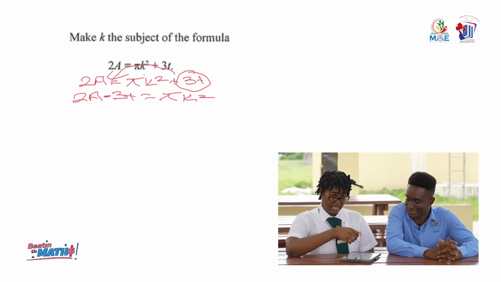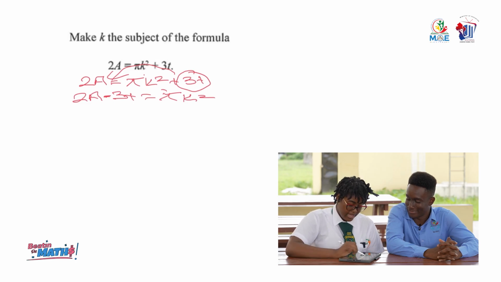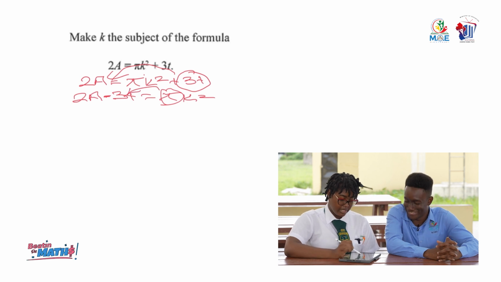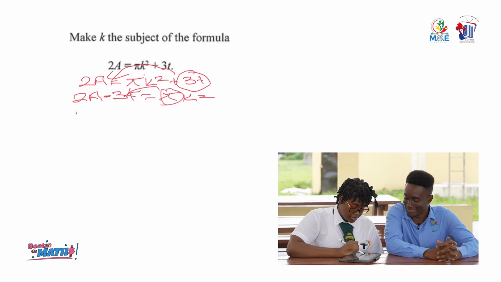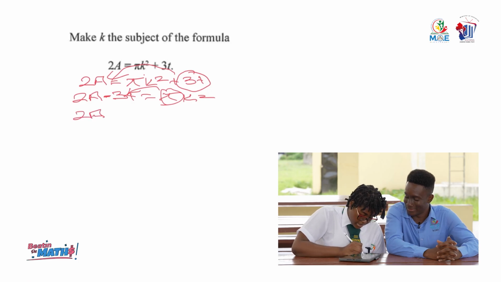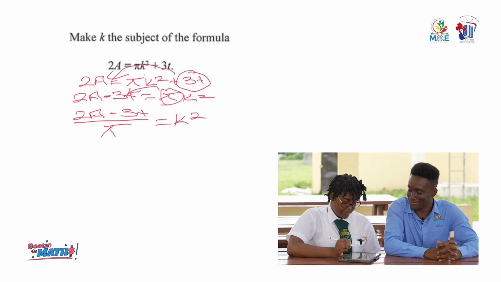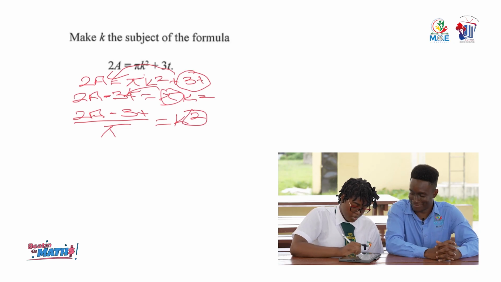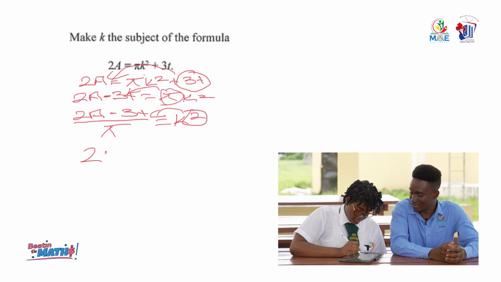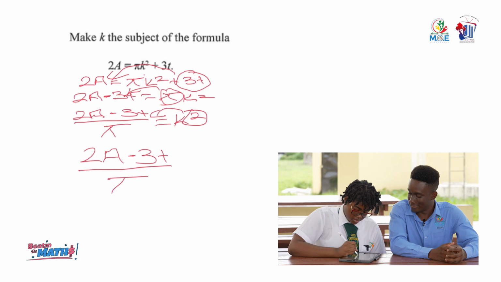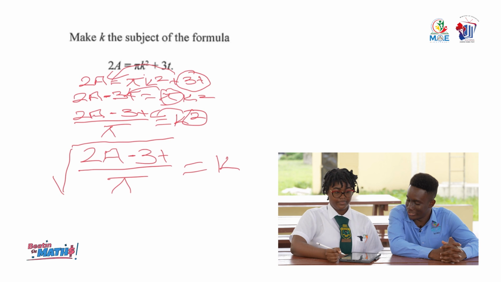Remember, we want to get the k alone, and currently the pi is in the way. So when we carry it over the equal sign, what is it doing to the k right now? It's multiplying. Over the equal sign is divide. So it'll be 2a minus 3t over pi, which is equal to k squared. And lastly, the square, which is governing the k, over the equal sign. So it's going to be the square root of the entire expression, 2a minus 3t over pi, is equal to k. That is your answer.